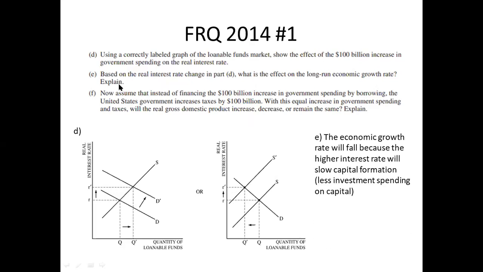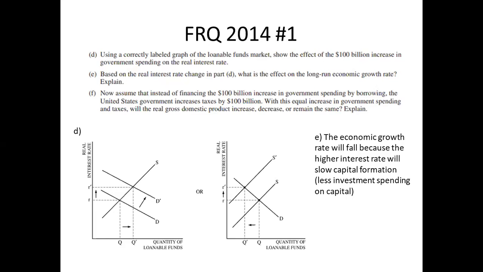All right, so let's look at E. Based on the real interest rate change in Part D, what is the effect on the long-run economic growth rate? So real interest has gone up. The answer to this question is the growth rate is going to fall. Why? Think about what we have learned in this unit. What is the only way for there to be long-term growth, long-run growth? That is a shift to the right of your long-run aggregate supply curve. The only way for that to happen is for there to be an increase in investment spending, which increases aggregate demand and increases aggregate supply.